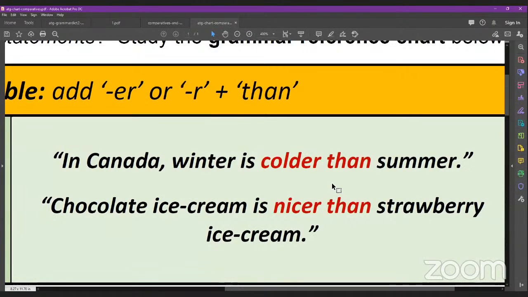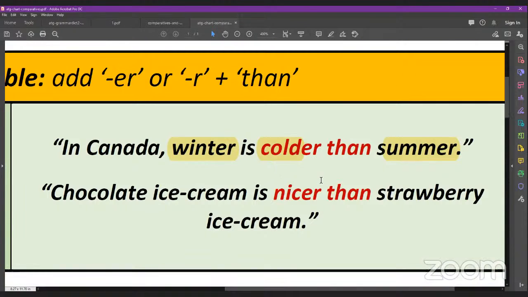In Canada, winter is colder than summer. We are comparing two different seasons, winter and summer. What is the adjective? Cold. Comparative form, we add the suffix -er. Winter is colder than summer.